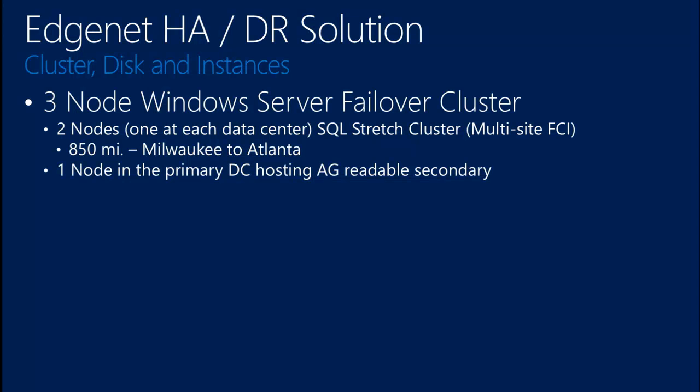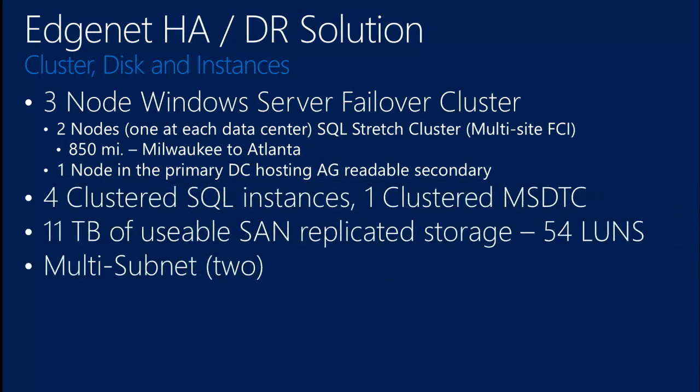So we have a 3-node Windows Server failover cluster, 2 nodes at one data center, 1 node at the other. There are 4 SQL instances and 1 clustered MSDTC in this configuration. So when the SQL instances fail, we also fail the MSDTC with those. We have about 12 terabytes of SAN we're replicating and quite a number of LUNs with this system, 54.